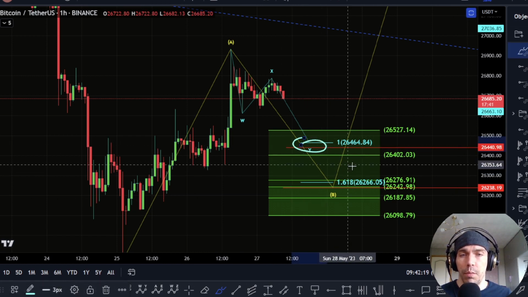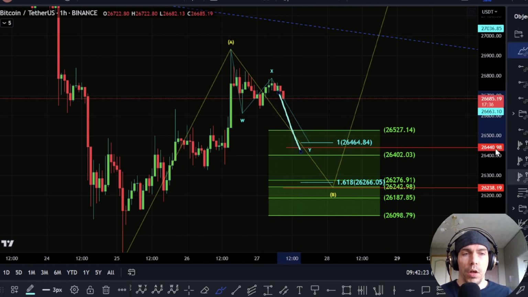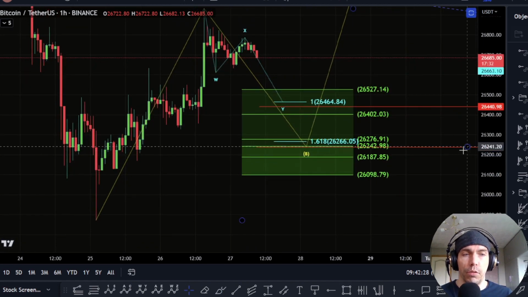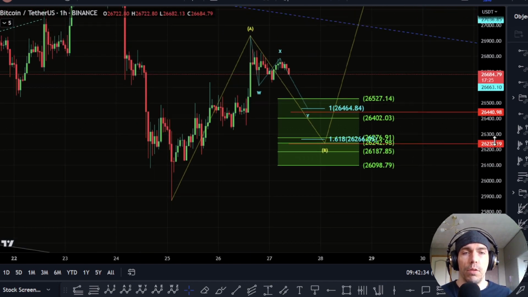So if we do see a move down towards this 1-to-1, potentially what we could see is a move through this level looking to actually take this out. Alternatively, we also do have a daily naked point of control lower down here towards this zone of this 26,238. So this could be a zone that we actually look to move into and find support.